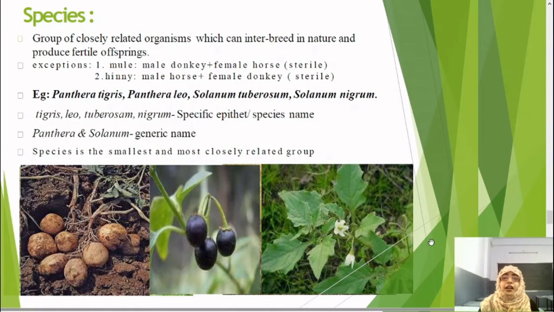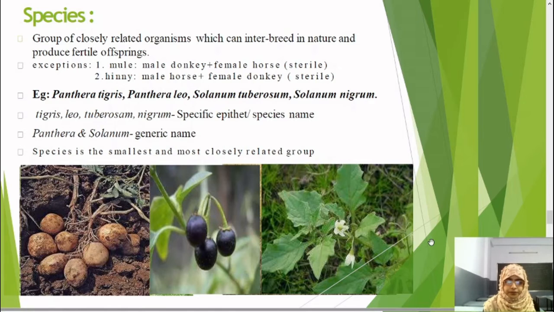Female cat, sorry. So, the organisms which can interbreed in nature, accordingly in the environment, you are not forcing them or imprisoning them, you are just leaving them and it is going on in nature. So, closely related organisms which can interbreed in nature and produce fertile offsprings. What do you mean by fertile offsprings? Fertile offsprings are nothing but the generation or the children which can reproduce again.